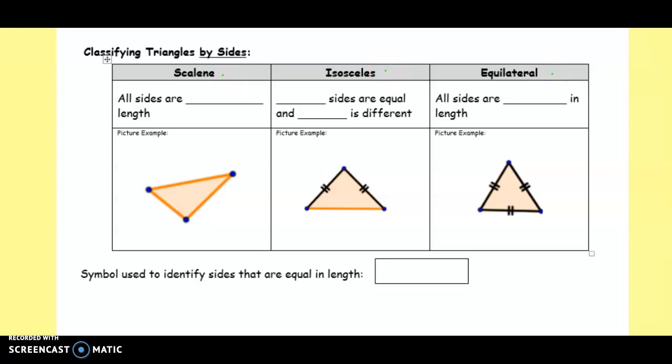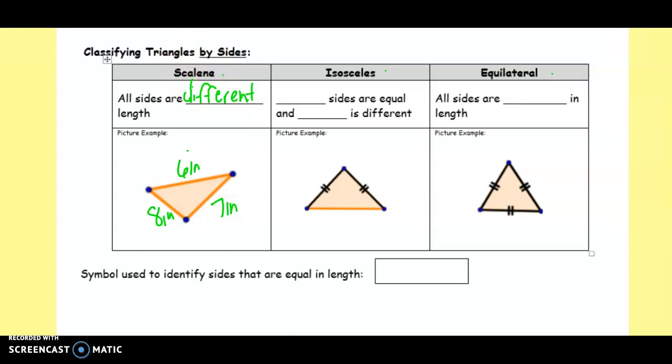So let's take a look at scalene first. Scalene triangles have all sides different in length, so none of them are the same. And how we usually see measurements for the sides of a triangle is that we have numbers on the outside of the triangle, whether they're labeled measurements or just numbers. So 6, 7, and 8 are all different, so that would make it a scalene triangle.